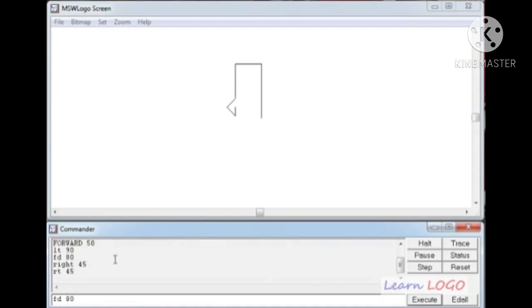Then here I again write the forward instruction FD 50. So it moves forward 50 steps.